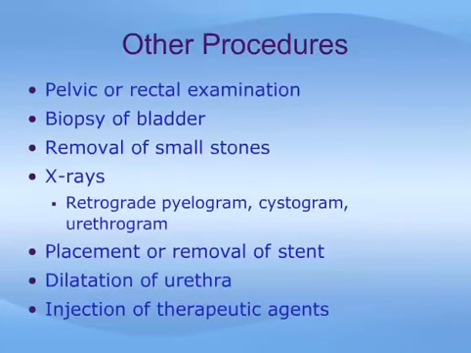At the time of cystoscopy, other testing or procedures may be performed, depending on the situation. These may include a pelvic or rectal examination, biopsy of the bladder, removal of small stones from the bladder, X-rays such as retrograde pyelogram, cystogram, or urethrogram, placement or removal of a urinary stent, dilatation or stretching of the urethra, or injection of certain agents into the bladder or urethra. Some of the more common procedures are discussed on the next few slides, and others may be covered in other modules.